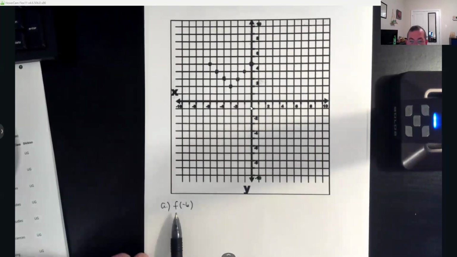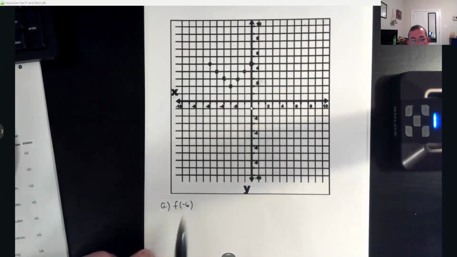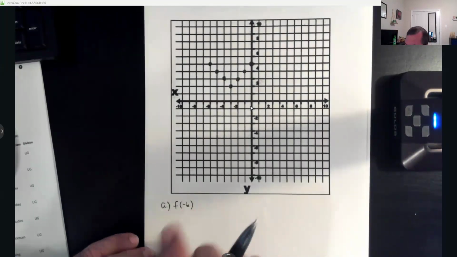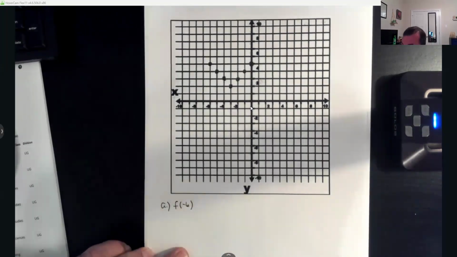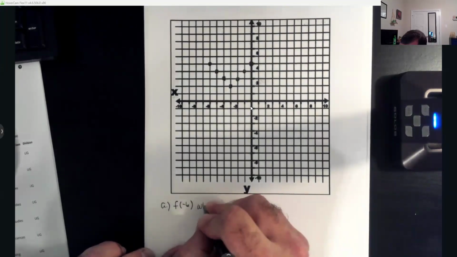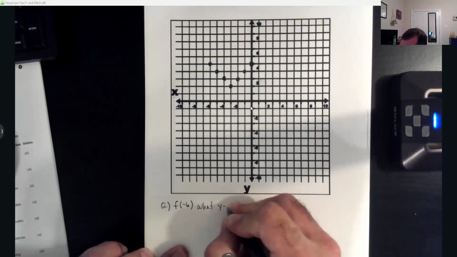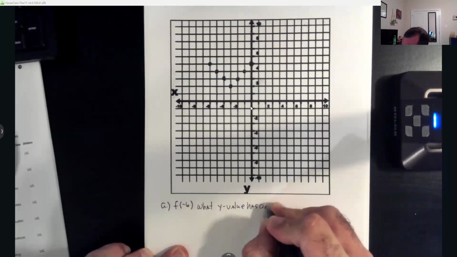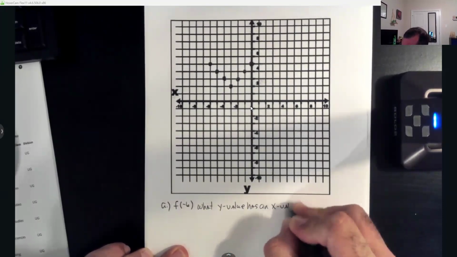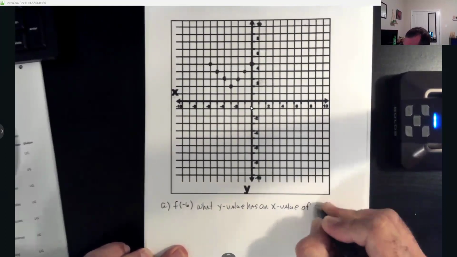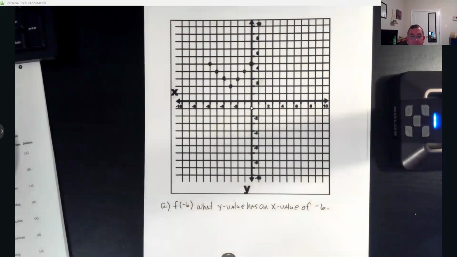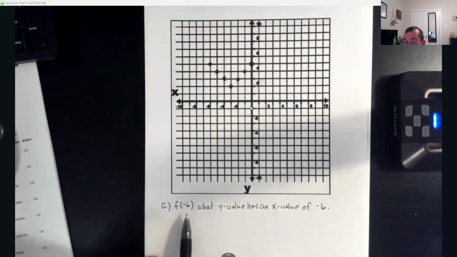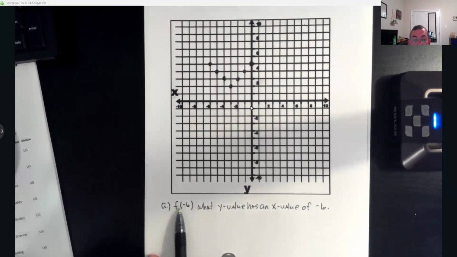So y'all, when they ask you to find something like f of -6, what they want to know is, from this representation, what y value has an x value of -6. Okay, so they're giving me the x value of -6. They want me to find the y value. So that's what they mean by this terminology here.